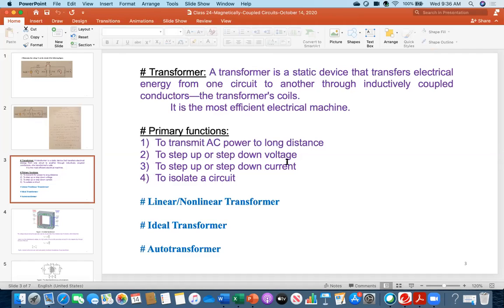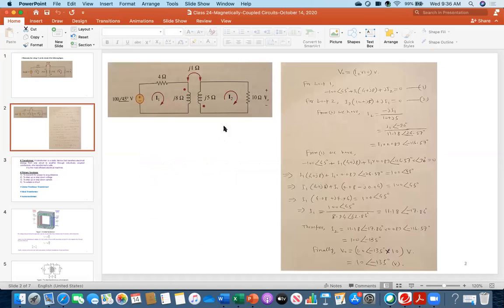I am taking you to the board and explaining, at first, just a high-level idea. A transformer can step up or step down current, and a transformer can isolate a circuit. So, for example, if you see this is one set of coil and this is the other set of coil, there is no direct electrical connection.